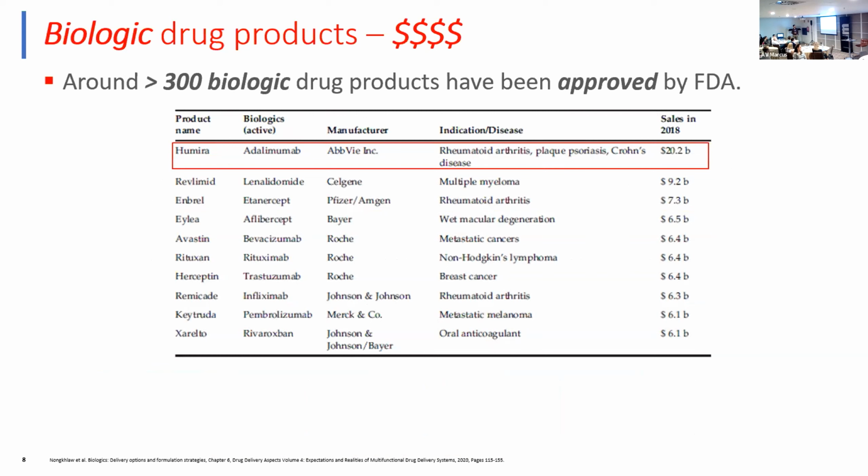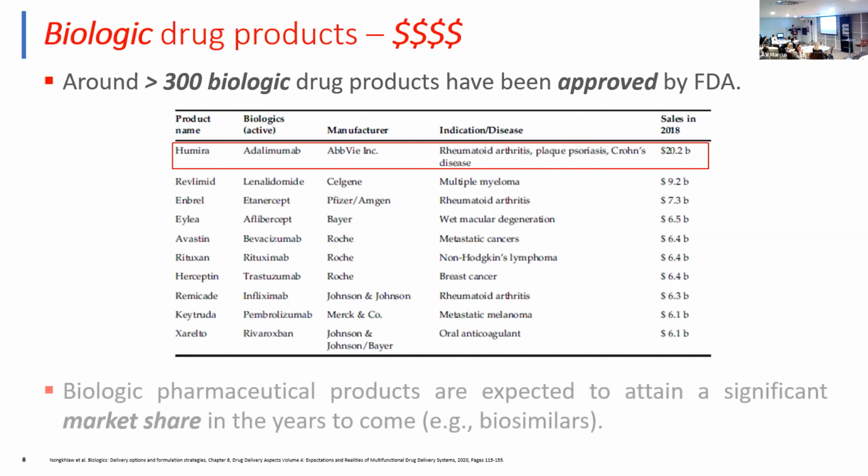And you can see for Humira, this was a big hit in the market when it came. There was around $20 billion. And all the other therapies were around $6 billion. So there's a lot of money here. And going forward, for sure biologic drug products will continue to have significant market share. And especially now we are talking a lot about biosimilars, so that will come also into play.